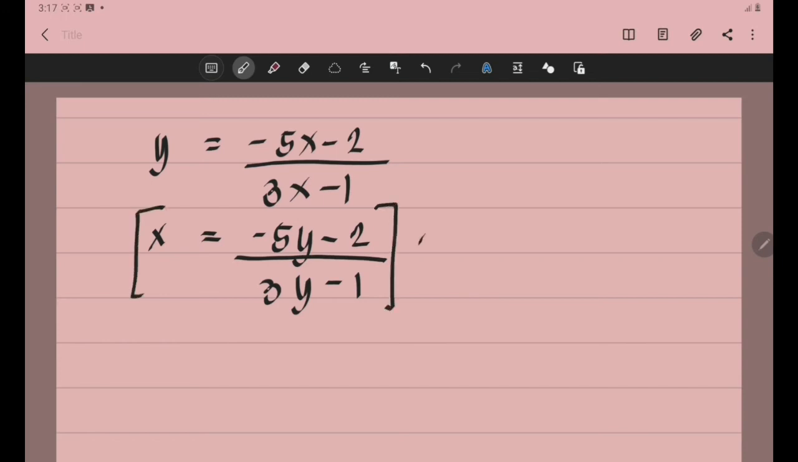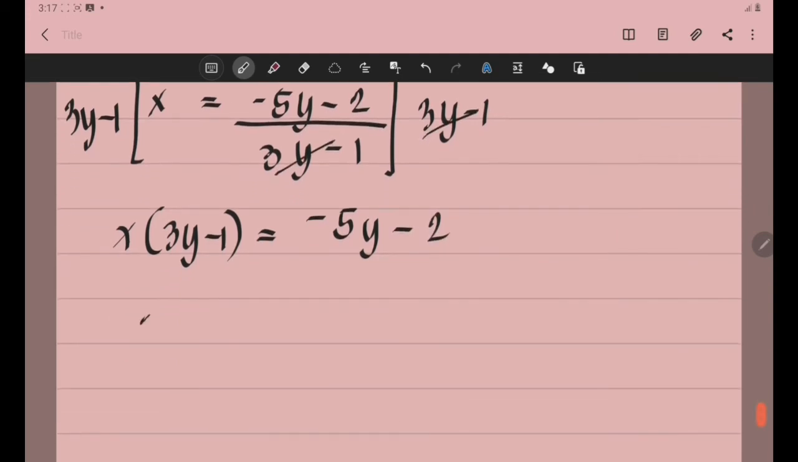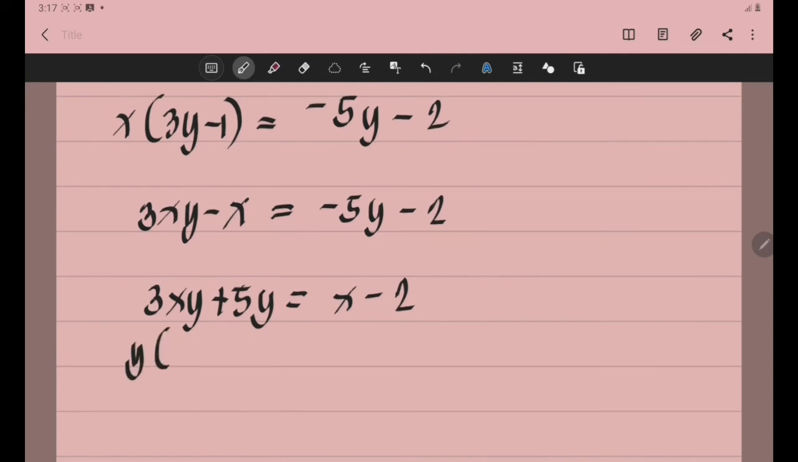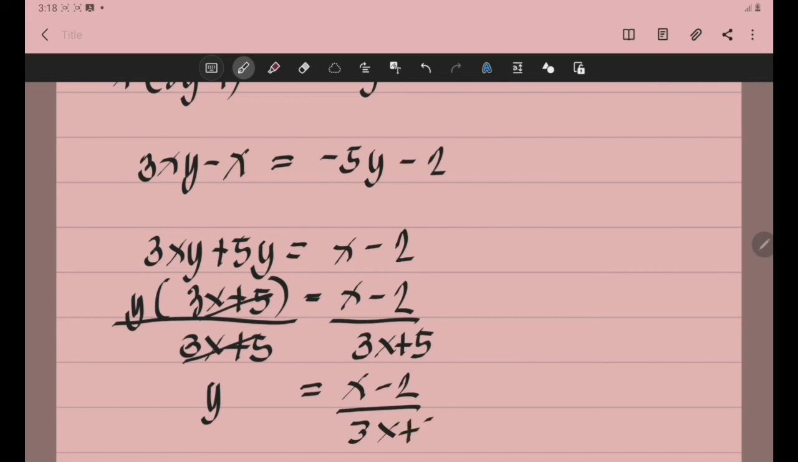And then we have to solve for y by multiplying both sides of the equation by 3y minus 1. So we now have x multiplied by 3y minus 1 is equals to negative 5y minus 2 because yung denominator natin eliminated na. And then using the distributive property, we have 3xy minus x is equals to negative 5y minus 2. And then next step is to solve for y. So pag sama-samahin lahat ng may variables na y, the next step is to factor out y. So that is why we have y is equals to x minus 2 all over 3x plus 5.